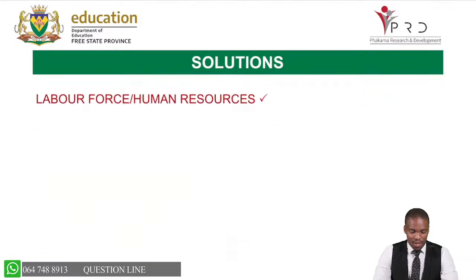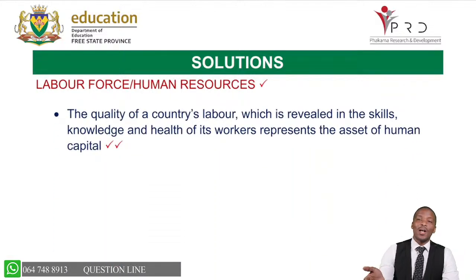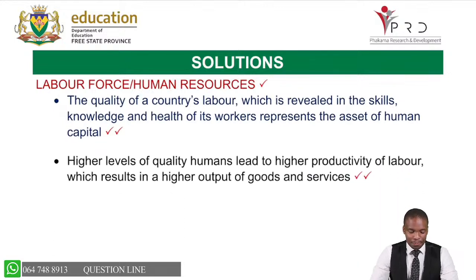Okay, then we look at labor force. Here we are looking at human resource. Then we say the quality of labor, or the quality of the country's labor, which is revealed in the skills as well as the knowledge. If people are healthy, they also represent the asset of that human capital. This should be improved as well. And when people live longer, when they are healthy, productivity also improves.